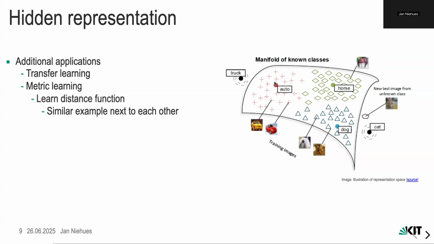So you want to learn something that, if you give in two images, and that's now more general, it's not about neural networks at all. In metric learning, the idea is you can learn a metric which tells you how similar two images are, so that the distance between two cars is very small, but the distance between a car and a dog is far. And here again, this is very nicely done by a neural network approach.